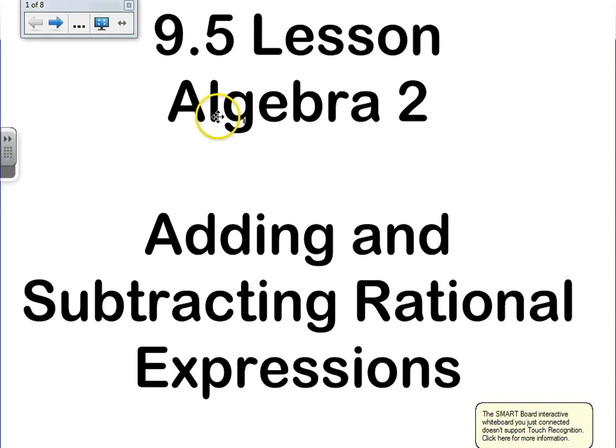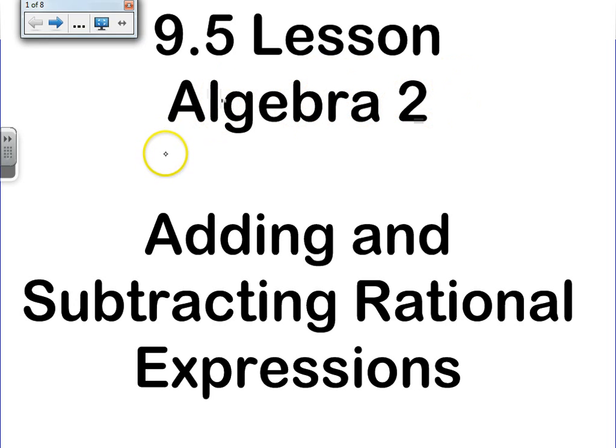Our lesson on 9.5 is going to have us add and subtract rational expressions. Now, before we do this with Algebra 2, I want you to go back to 5th grade with me and think about how you added and subtracted fractions. So if we had the fraction 3/5 and we have to add to that, let's see, 7/10.